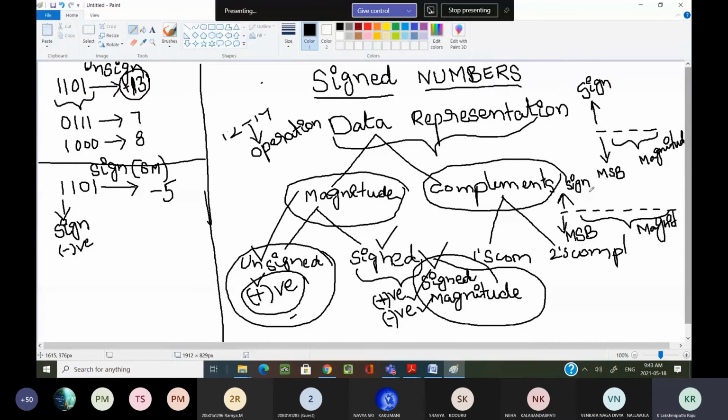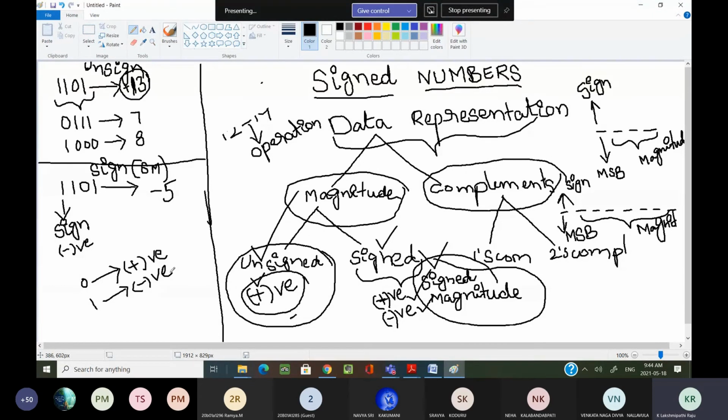Coming to the signed magnitude representation, 0 we use for positive numbers. If you see a 0 in the most significant bit position, it is a positive number. If you see a 1 in the most significant bit position, then we consider it a negative number.